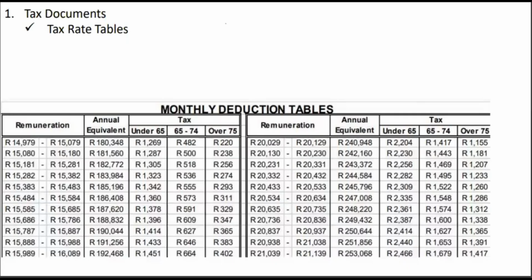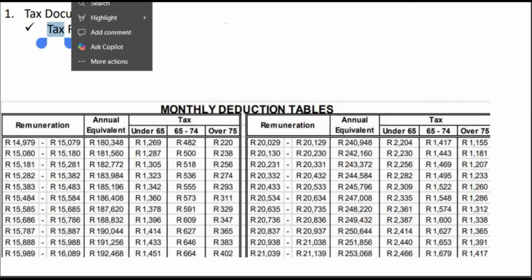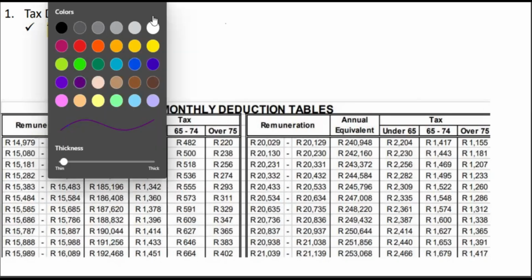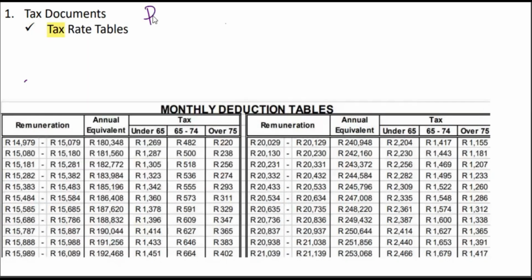Yes, let's look at what we call the tax documents, and one of them is what we call the tax rate tables. Now, what we have to know is, when you look at tax rate tables, what are they used for? As you hear the word tax, which is the revenue to the government, the government gets revenue, or it gets money, from the tax that people pay. We have different kinds of tax, but the one that we're looking at now is what we call the pay as you earn.